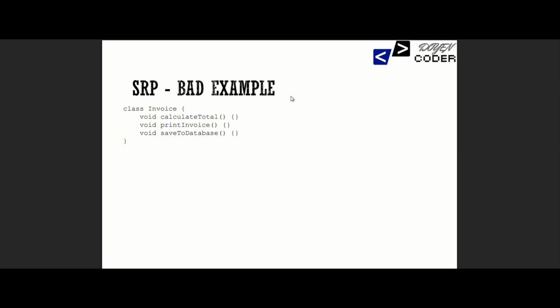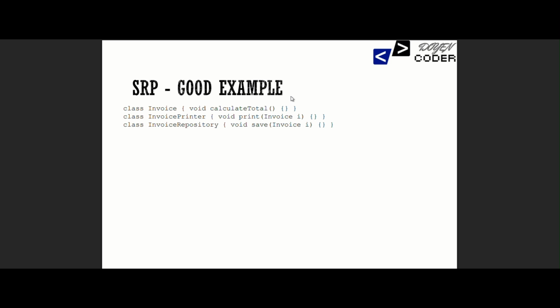Here is a bad example for SRP. There is a class Invoice having 3 methods: void calculateTotal, printInvoice and saveToDatabase. The class Invoice is doing 3 operations: calculation, then printing, then saving this data into a database. Rather than this, we can do one thing.